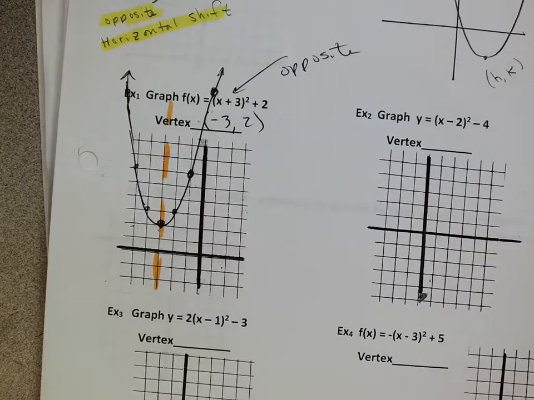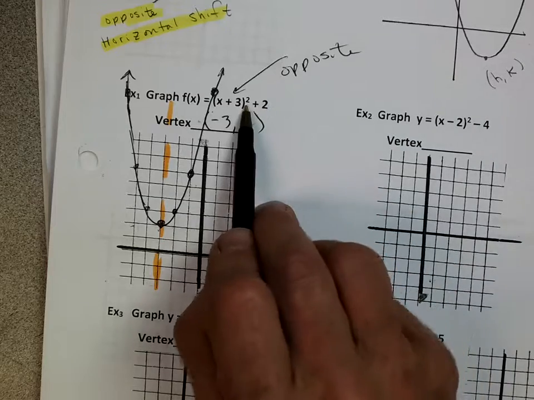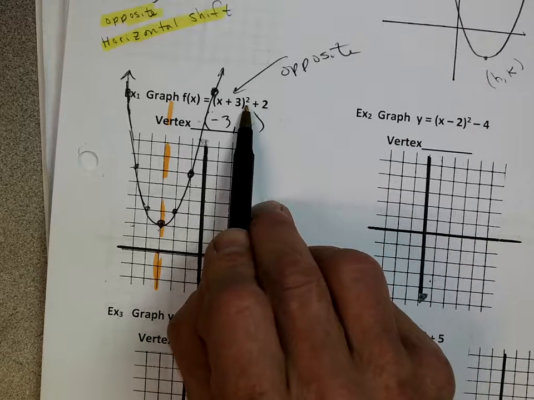Yes, Landon? Is that always like 1 squared, 2 squared, 3 squared? Yes, because the problem is a square. Right? If it was a cubed, we do it differently, right? But because it's squared, yes.